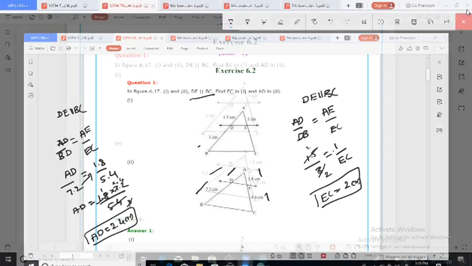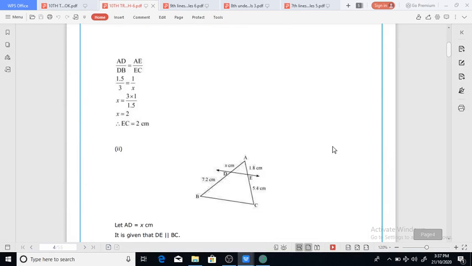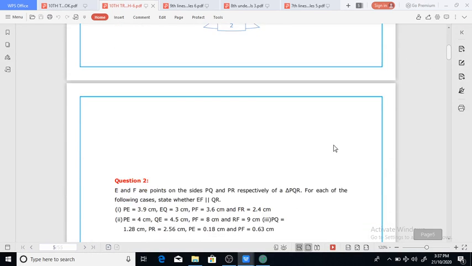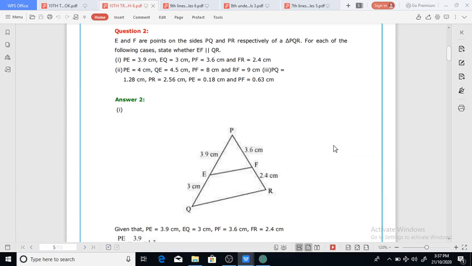So go to the next question. Next question is: E and F are points on the sides PQ and PR respectively of triangle PQR. For each of the following cases, state whether EF and QR are parallel or not. It means you have to check whether EF and QR are parallel by knowing the BPT theorem. It's so simple.